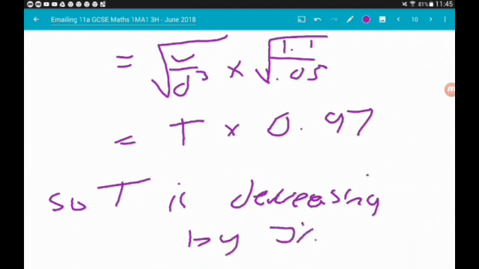Bit tricky. Another way that we could have done that is to increase the actual numbers by the percentage and work out what the answer would be, then compare it to what we got up above. So that would work too.